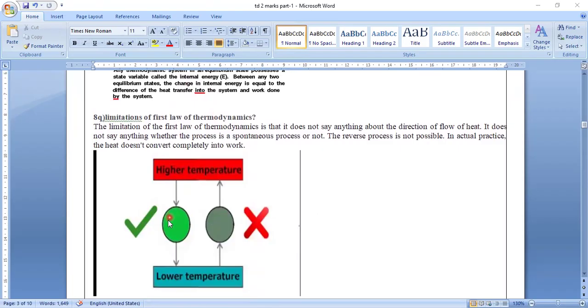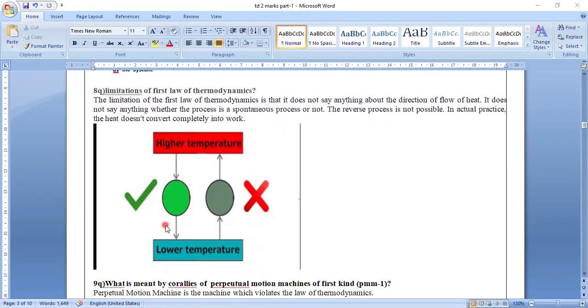Let me take the next question, the eighth question: limitations of the first law of thermodynamics. The limitation of the first law is that it does not say anything about the direction of heat flow. In which direction heat has to flow or work is to be done, it is not telling. It tells only about heat and work, with no direction of flow. That is the main limitation of the first law of thermodynamics.